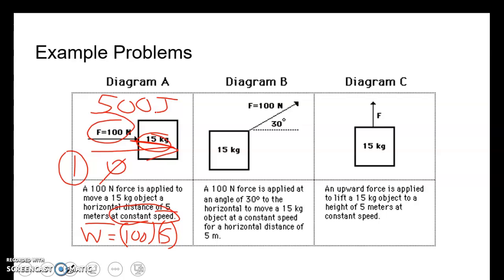Here we have an angle. So same force, 100 newtons. It's applied at an angle of 30 degrees, moving 5 meters. So we still have the same force. So we're still taking 100, and we're still multiplying it by 5.